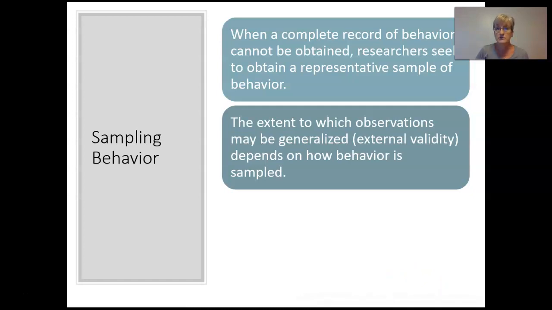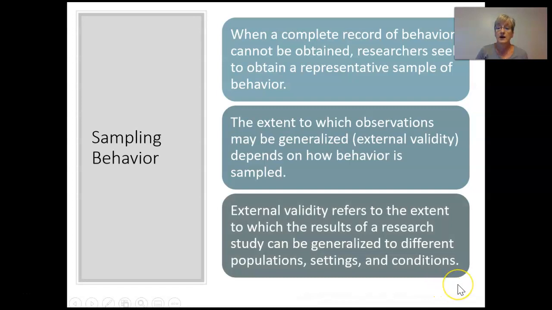So how you've gone about acquiring those behaviors, how you've gone about observing those behaviors is going to have a direct impact on the degree of external validity that you can argue you have. Now, just to remind us all, what do we mean by external validity? External validity refers to how well you can take your results and then assume or extrapolate from those results to the broader population or to multiple settings or to different kinds of conditions.